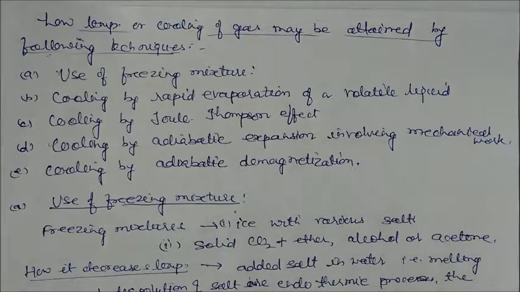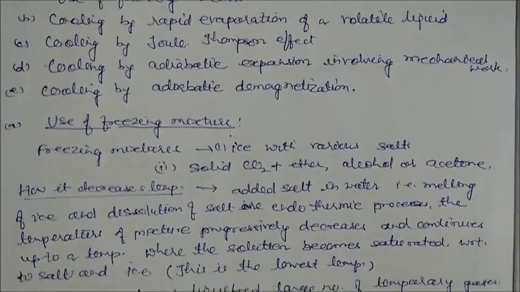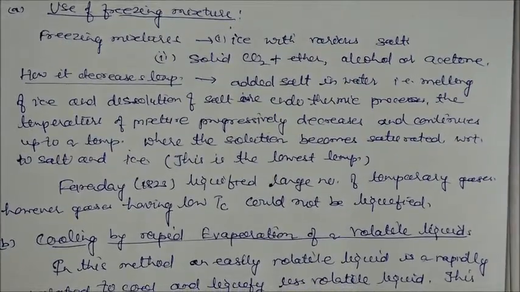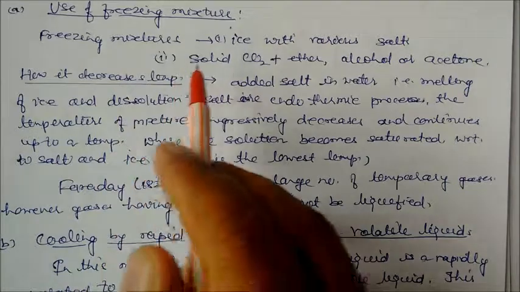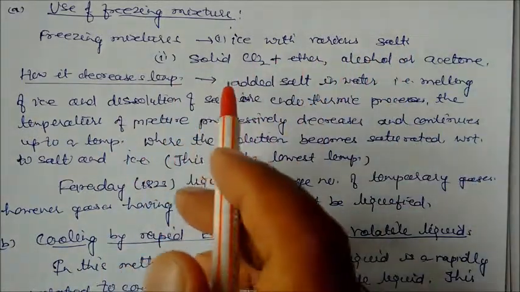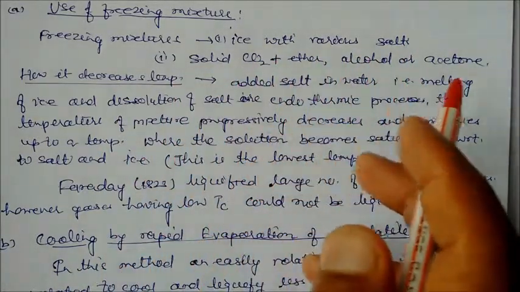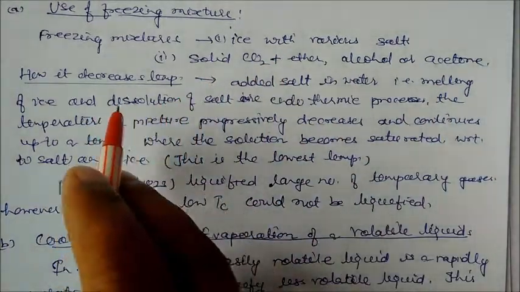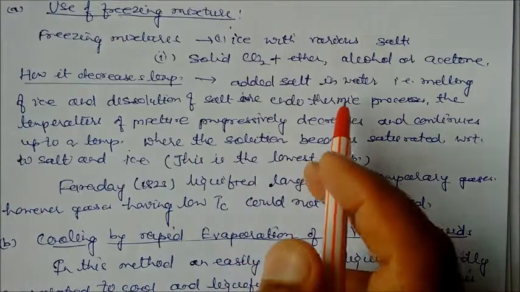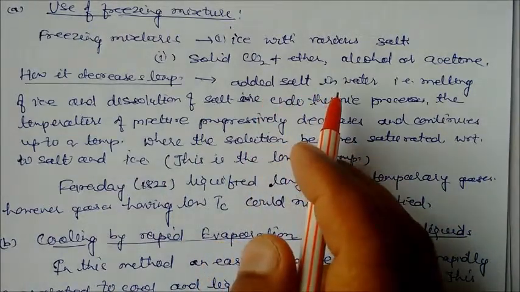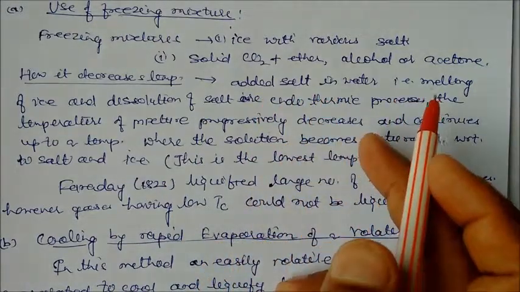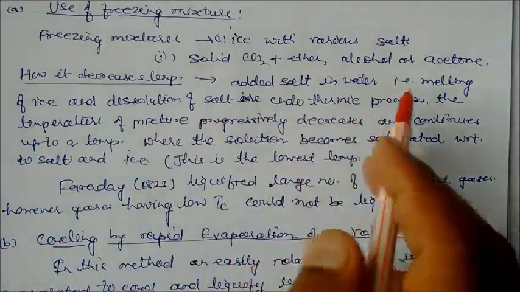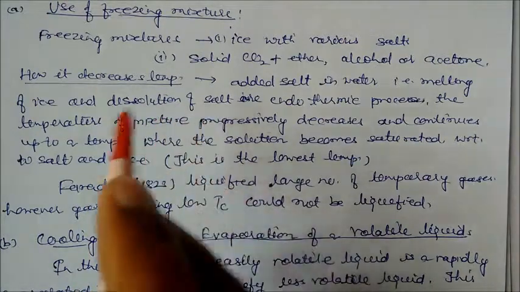First, use of freezing mixtures. How can we liquefy gases with the help of a freezing mixture? Freezing mixture means ice with various salts, or you can use solid carbon dioxide plus ether, alcohol or acetone. This will help in decreasing the temperature. How is the temperature decreased? You add salt to water. So what will happen? Two processes occur: the melting of ice and the dissolution of salt. Melting of ice and dissolution of salt are endothermic processes.